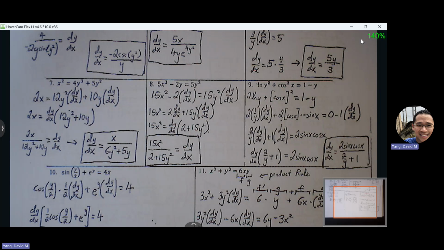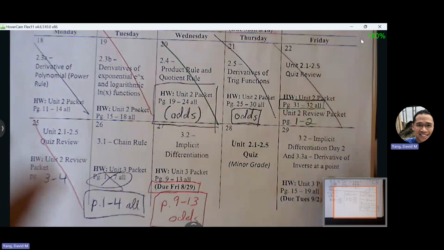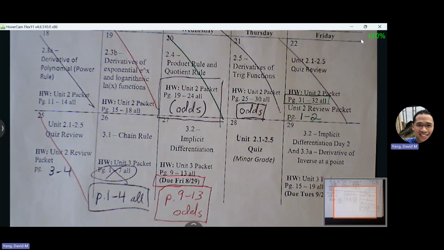Oh, and your homework is going to be due on Friday. So no homework due tomorrow since you're going to be studying for your quiz. So page 9 through 13. I'm going to make an adjustment: instead of all, make it odds. So page 9 through 13 odds. I'll send out a reminder tomorrow afternoon.